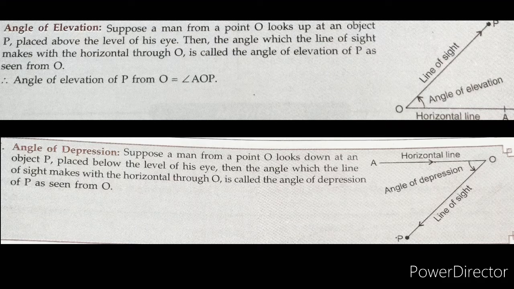Generally people think that the angle of depression is taken between the vertical line and the line of sight, but that is not the case. The angle of elevation and angle of depression both are between the horizontal line and the line of sight. So keep this thing in mind.